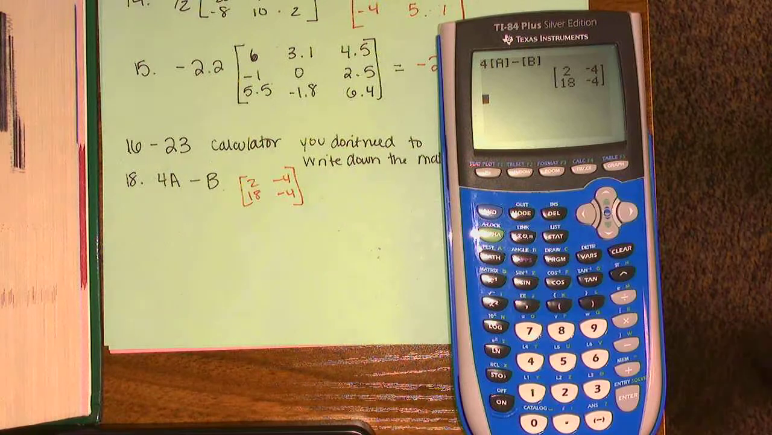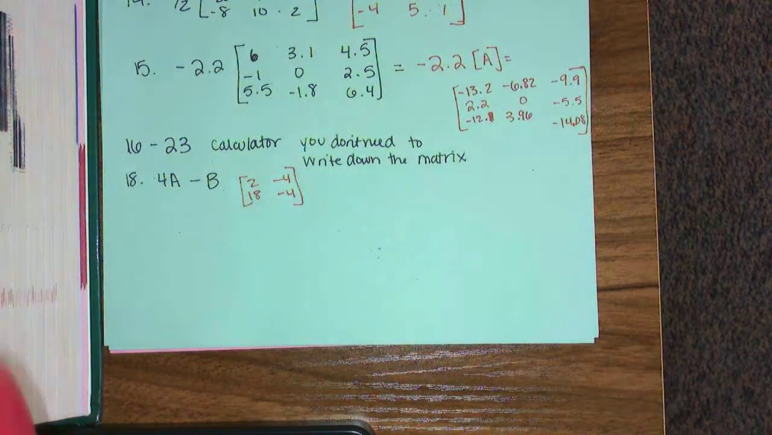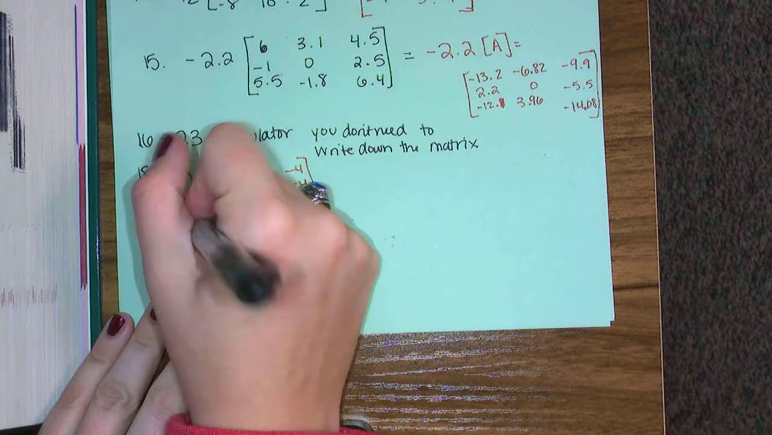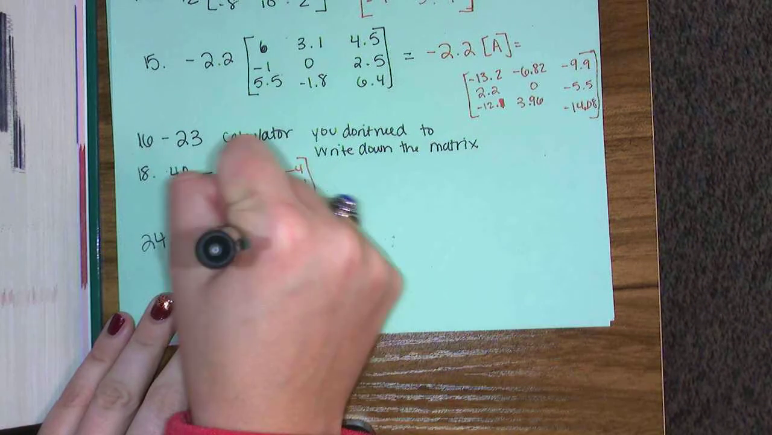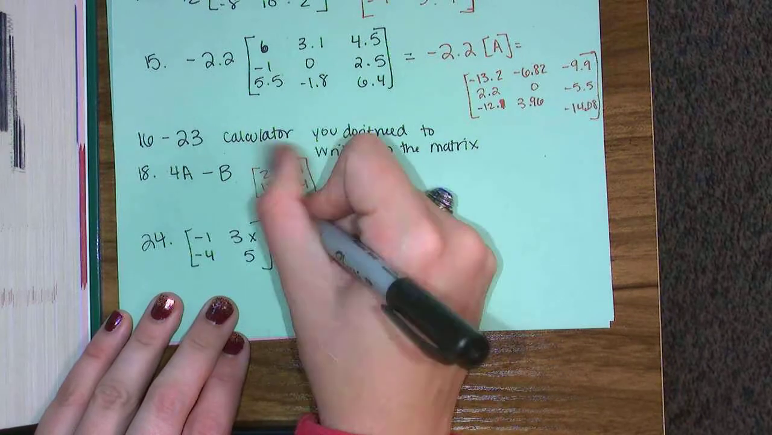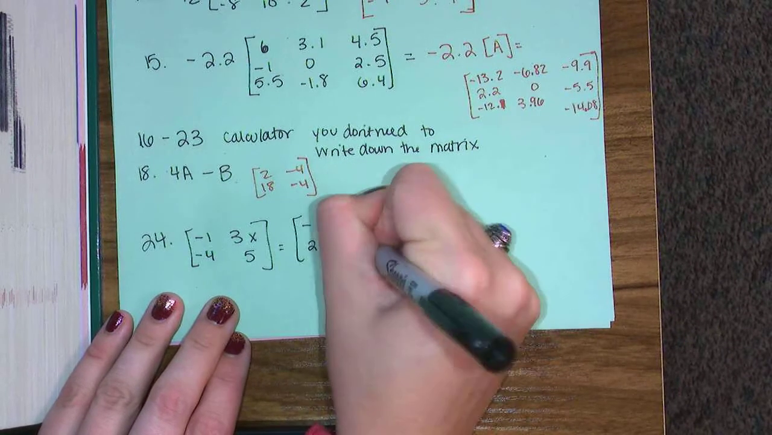Alright, we have one more type of problem that we need to do here in this section, and then I'll give you guys some time to work. It's the 19th, I think. Alright, the last kind is solving the matrix equation. Solving the matrix equation for x and y. Okay? So, 24. Okay, I have negative 1, 3x, negative 4, and 5 is equal to negative 1, negative 18, 2y, and 5.